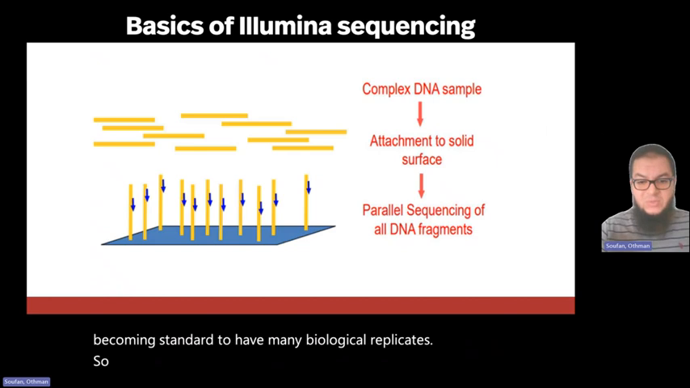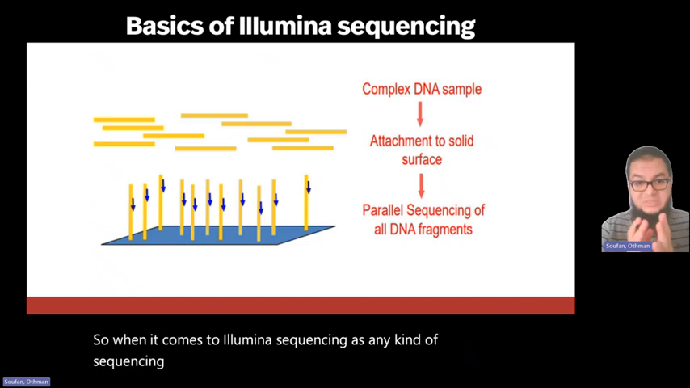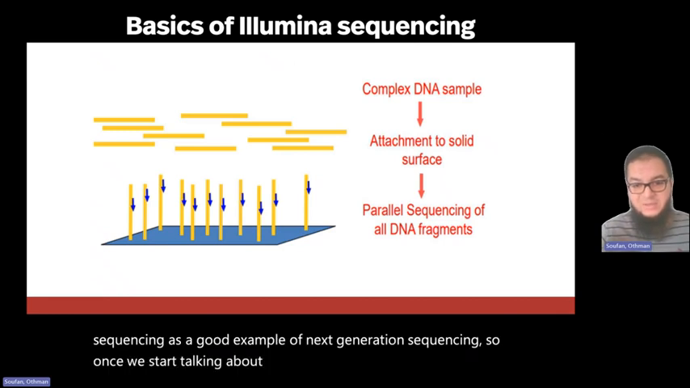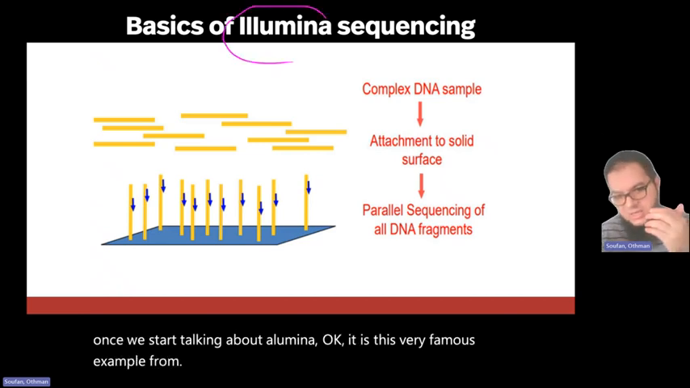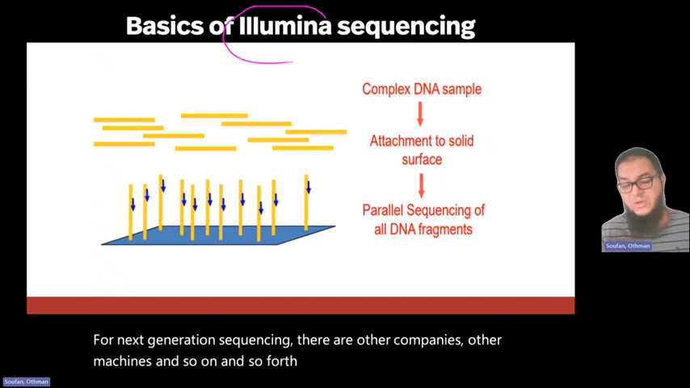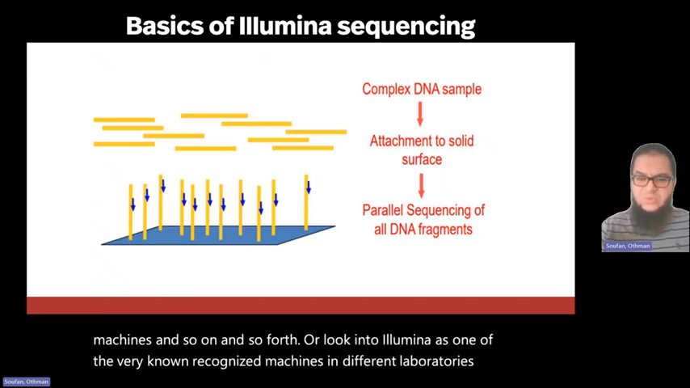When it comes to Illumina sequencing, as a good example of next generation sequencing, it is this very famous example. There are other companies, other machines, and so on and so forth. We're looking at Illumina as one of the very well-known, recognized machines in different laboratories.